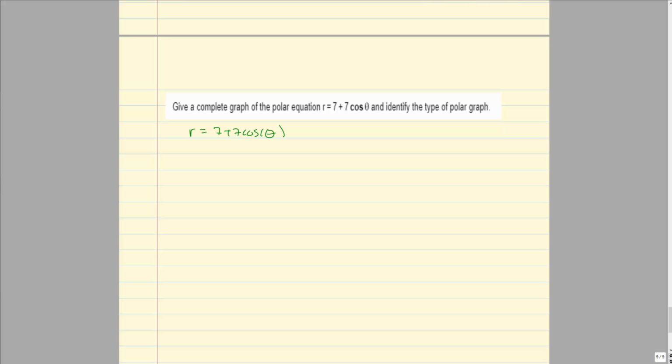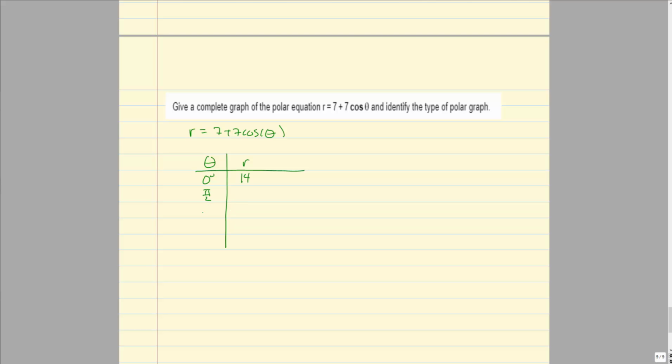So I could plot some points here. I'm going to choose different values of theta. I could choose theta equals 0 degrees. If theta is 0 degrees, the cosine of 0 is 1. 1 times 7 is 7, and 7 plus 7 is 14. So r would be 14. That would be an example.